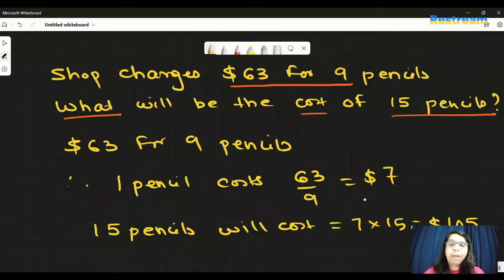Since I have read my question multiple times, I have underlined my key features and I have done all the groundwork, it's very easy for me to solve this question. Okay, so what we are going to do is see how this unitary method can be used for fractions. Okay, so this is the first question that we are going to do.